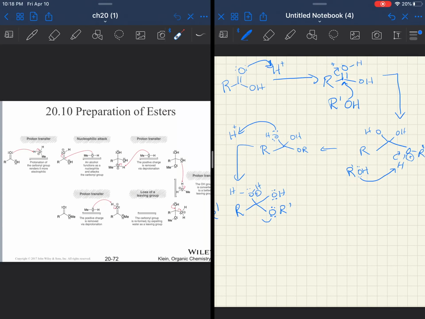All of these are equilibrium arrows. We're trying to show this reaction going forward. So there we go. Now, once we've made that OH into a better leaving group, we are going to reform our carbonyl and kick off our water. There we go. From here, we are just one step away.